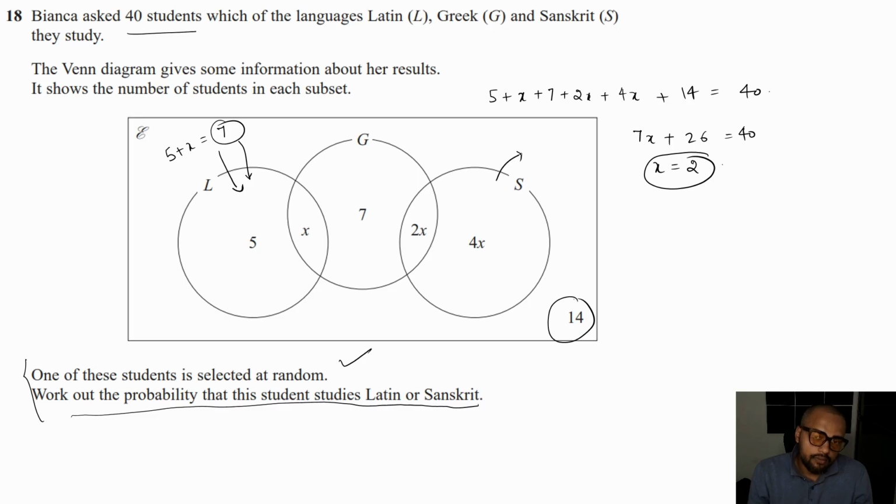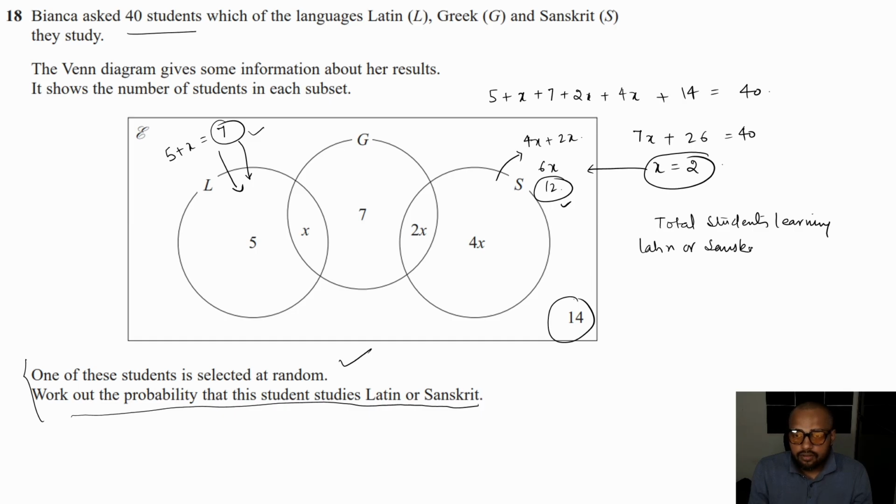Similarly for Sanskrit it will be 4x plus 2x, those who are learning only Sanskrit. So this will be 6x. Plugging the value of x equals 2 here, we'll be getting 12. Now we can add these numbers for learning Latin and Sanskrit. So the total number of students learning Latin or Sanskrit will be equal to 7 plus 12.